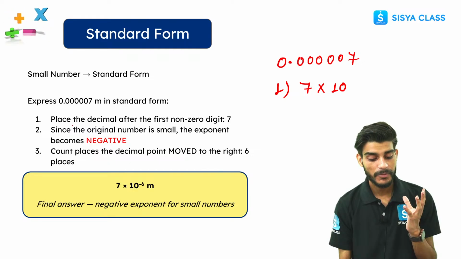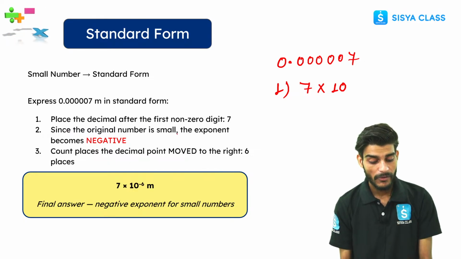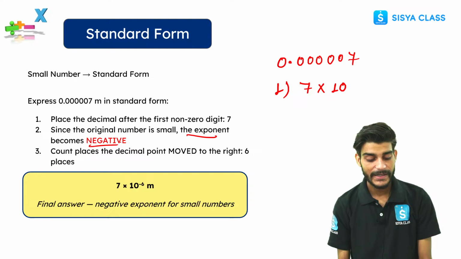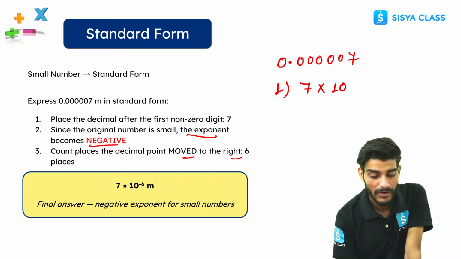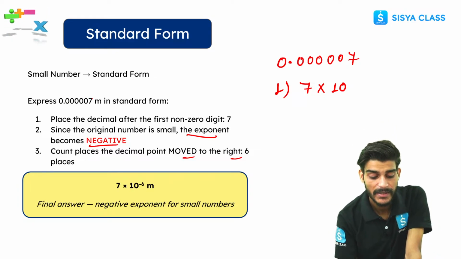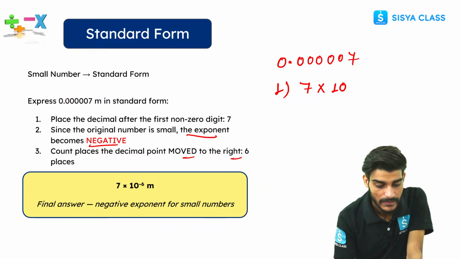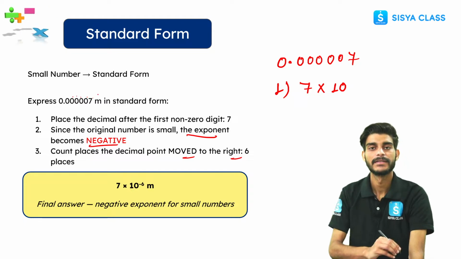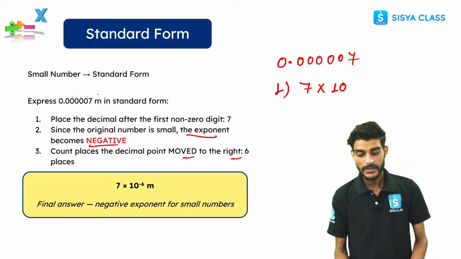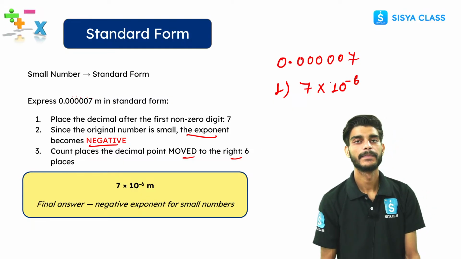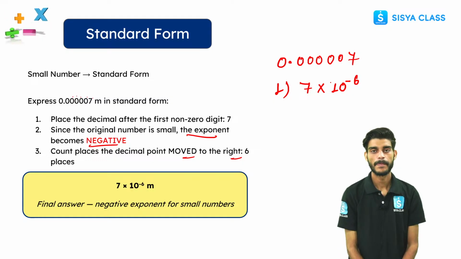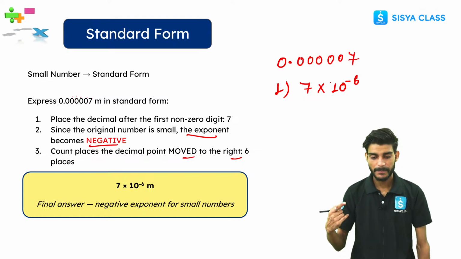Simply, the original number is small, so the exponent becomes negative, right? So count the places the decimal point moved to the right. Just count how many places the decimal moved. So 1, 2, 3, 4, 5, 6. It moved 6 places, so I have to give the power as -6. Understood?